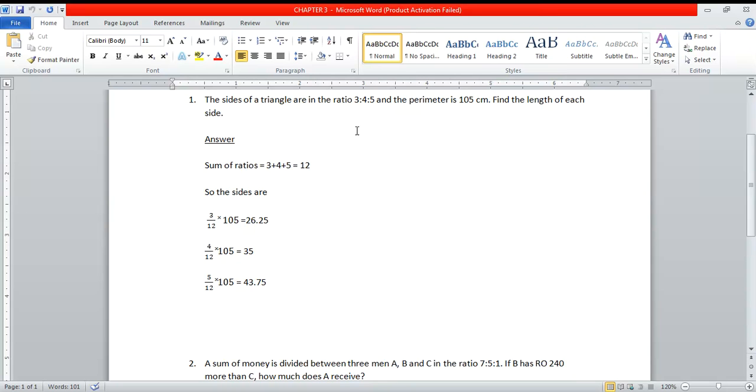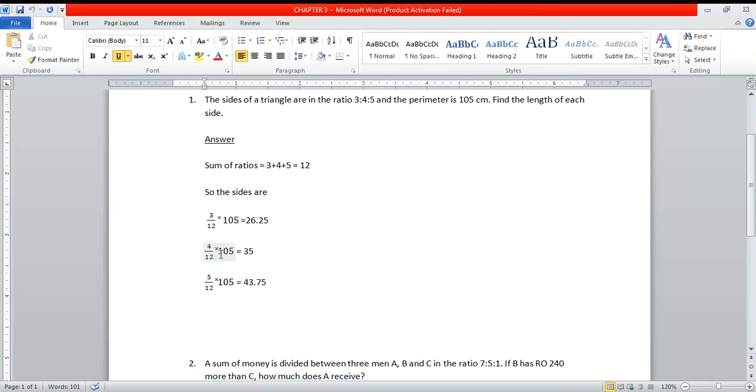3 parts for the first side. If we divide the total perimeter into 12 equal parts, 4 parts will be the second side and 5 parts will be the third side. So the first side will be equal to 3 by 12, that is the sum of ratios, into the perimeter, that is 105. So we will get the first side.